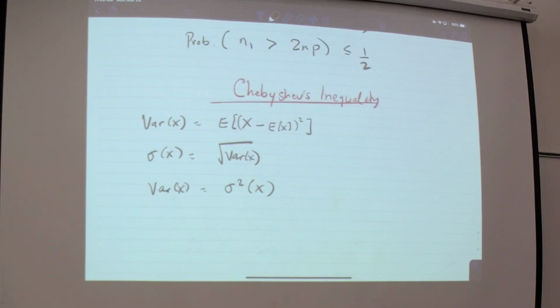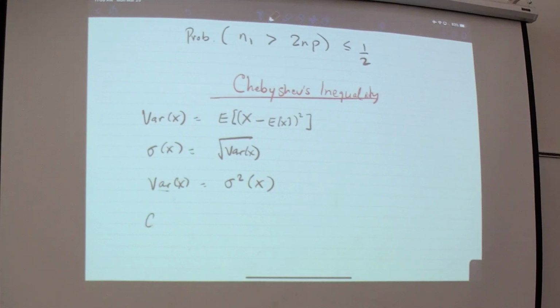So in particular, we will assume that we're given a random variable x such that the variance is bounded. By the way, if the variance is bounded, the mean will also be bounded. Let us apply the Markov inequality. So I'm going to derive Chebyshev's inequality for you by applying the Markov inequality to our auxiliary random variable.